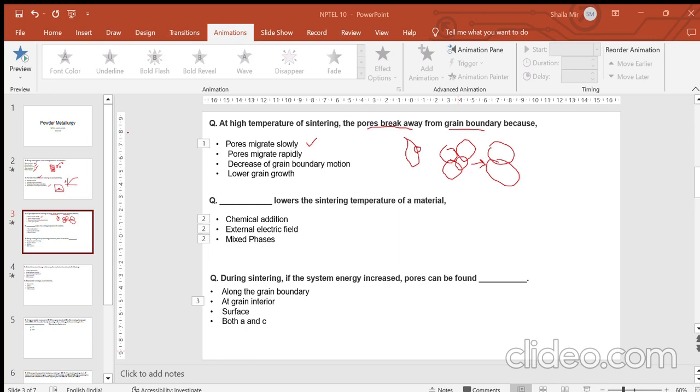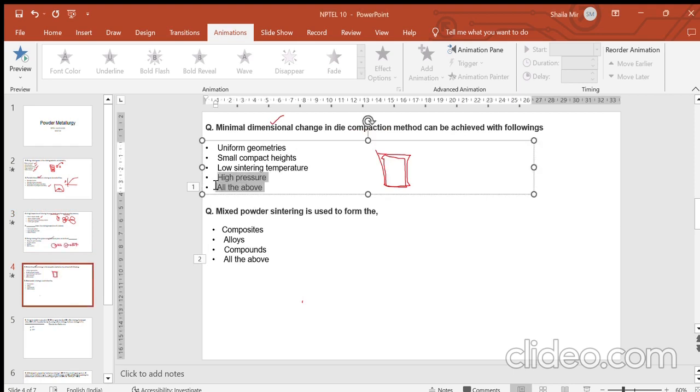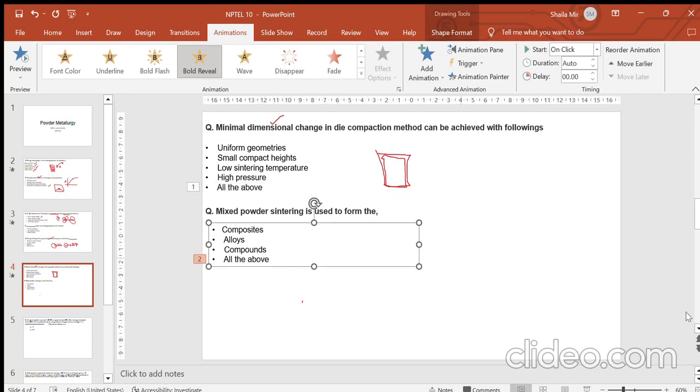There are different options. First is uniform geometries, small compact heights, low sintering temperatures, high pressure, or all of the above. So you have to say which of the following options is right for minimal dimensional changes. Okay, all of the above. So yes, the right answer is all of the above. All of these options are actually decreasing the dimensional changes in a die.